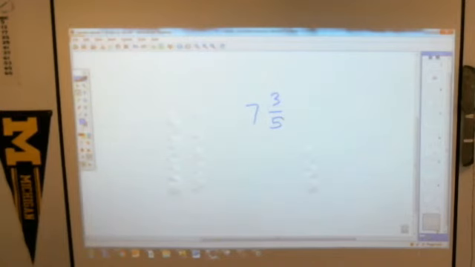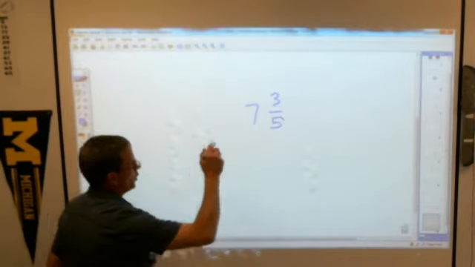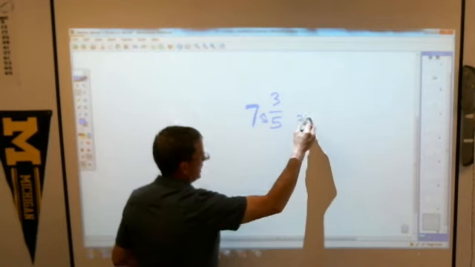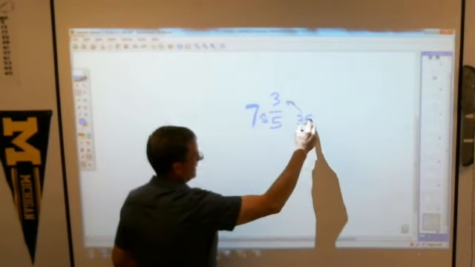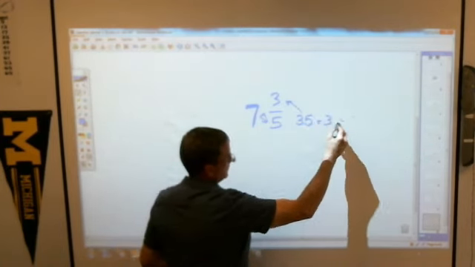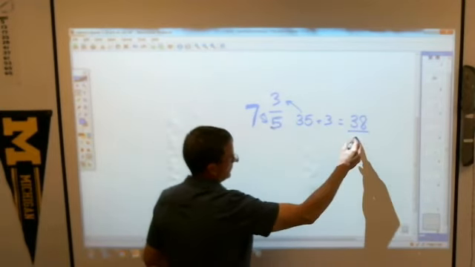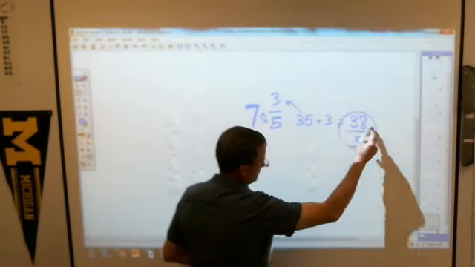If you don't get it, follow the simple procedure. Most of you got it. Whole number times the bottom. 7 times 5 is 35. You then add the top to that. 35 plus 3 is 38. And your bottom number stays whatever it was when you started. 38 over 5.